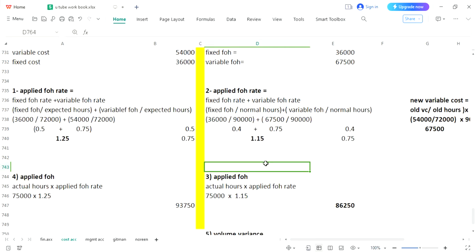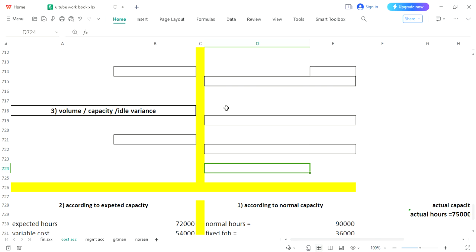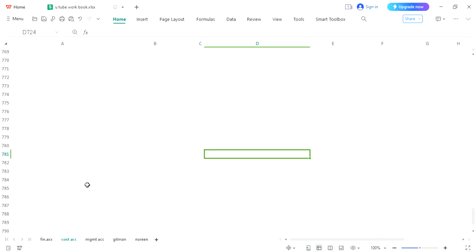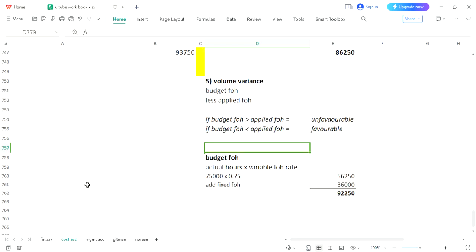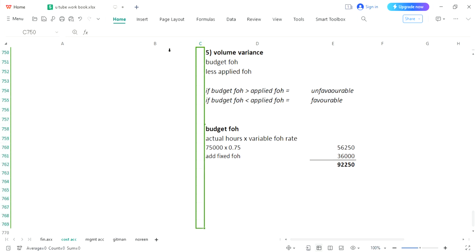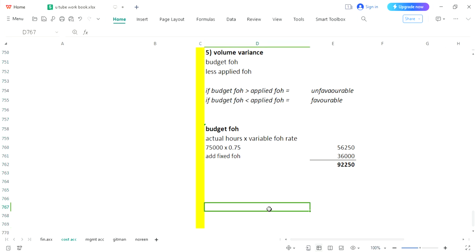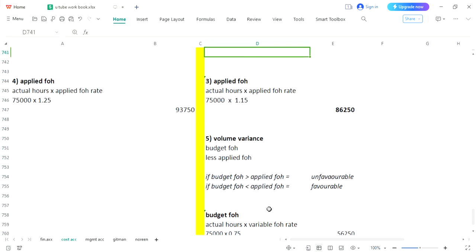As you can see, we stopped writing over here because there are so many volume variances, so many applied FHs, and there are two capacities used. So instead of mixing everything over there, we have segregated and separated these things, divided into two parts, where one part is used for normal capacity and the other part is used for expected capacity. Okay, we are achieving our target.